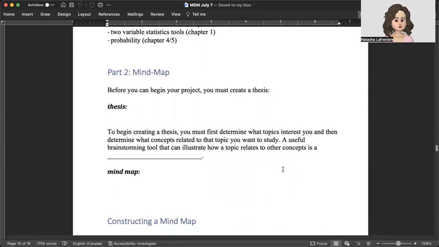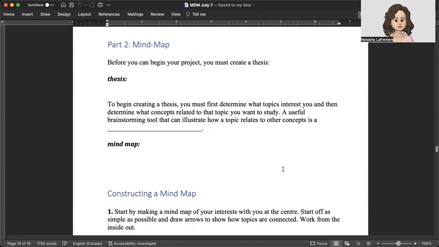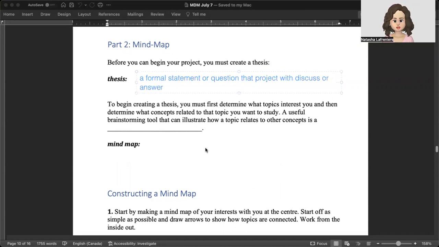Okay, so before you begin your project, you must create a thesis. If you haven't taken science or history of any sort or done any essays, a thesis is a formal statement or question that your project will discuss or answer. To begin creating a thesis, you must first determine what topics interest you and then determine what concepts related to that topic you want to study.